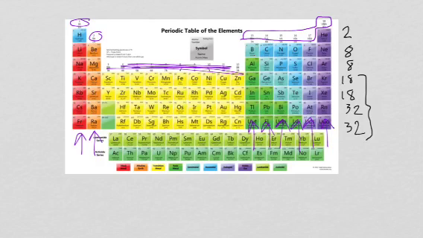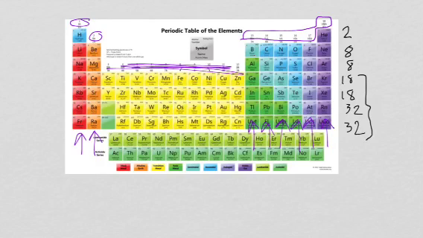What is the maximum Roman numeral that you see there? What's the biggest Roman numeral number? 8. 8 is a full valence shell. An atom is at its most stable, or a compound or molecule is at its most stable, when the outer shell of all the atoms involved is full.